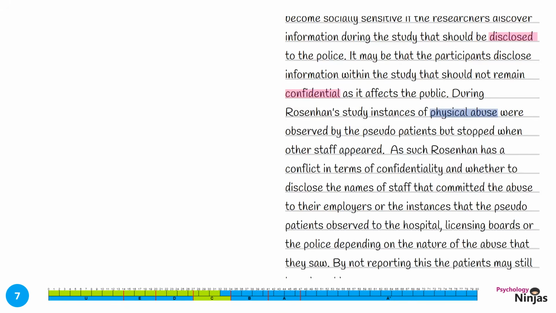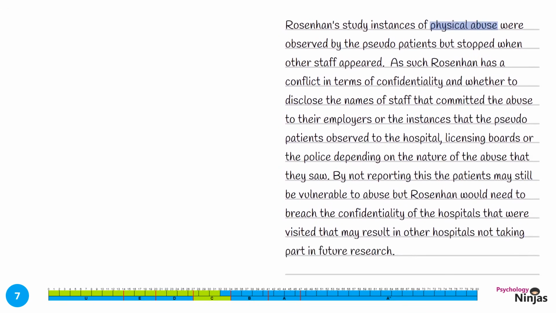As such, Rosenhan has a conflict in terms of confidentiality and whether to disclose the names of staff that committed the abuse to their employers, or the instances that pseudo-patients observed to the hospital, licensing boards or the police, depending on the nature of the abuse that they saw. By not reporting this, the patients may still be vulnerable to abuse, but Rosenhan would need to breach the confidentiality of the hospitals that were visited, that may result in other hospitals not taking part in future research.